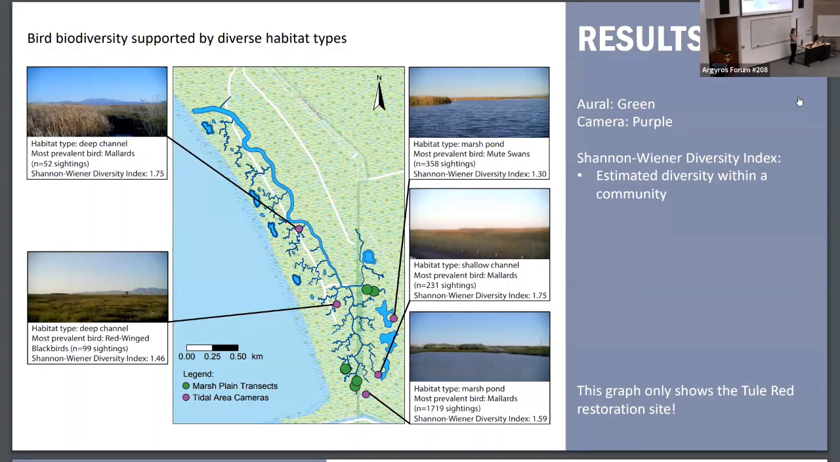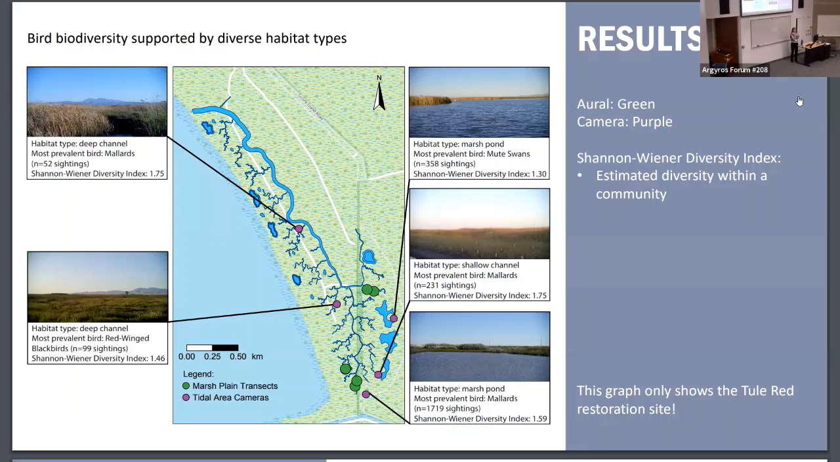So for the results, this is a really amazing graph that you can't find anywhere else, made by one of the researchers, and this shows specifically only Tule Red. Both camera and aural data are presented. The aural sites were in green and the camera sites were in purple. And if you look, it shows all the different habitat types that we found within the space: deep channel, shallow channel, and the marsh ponds, as I mentioned earlier.